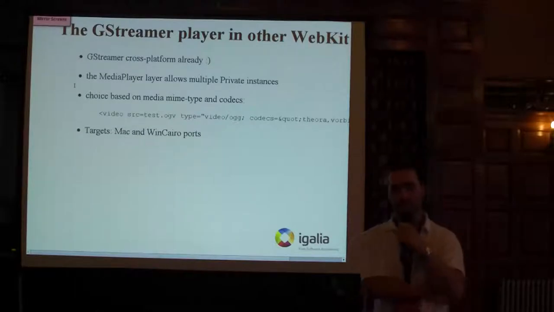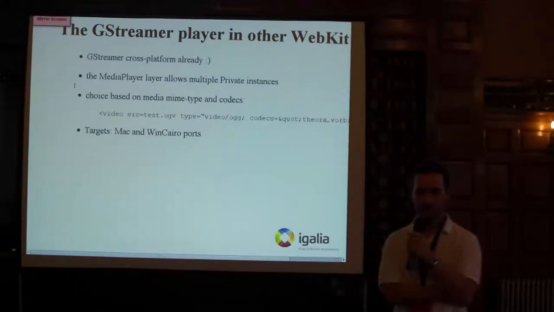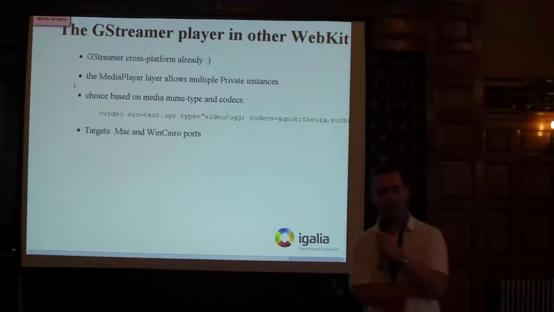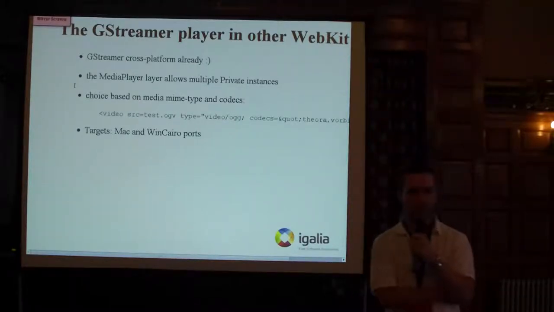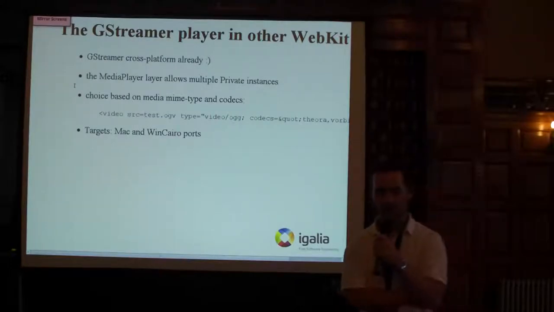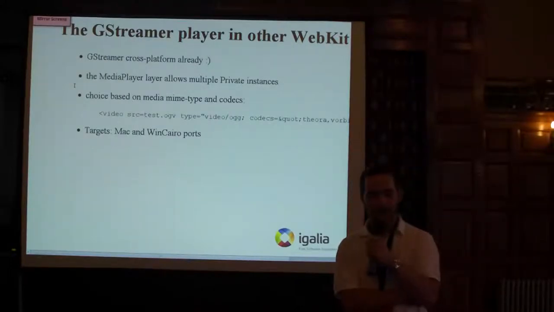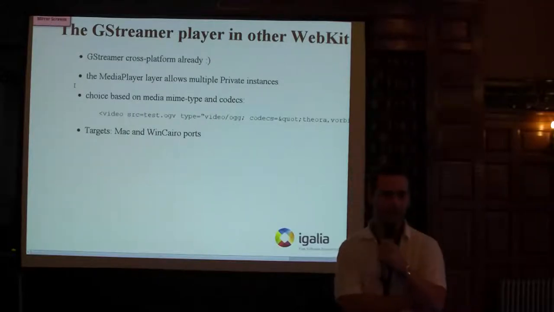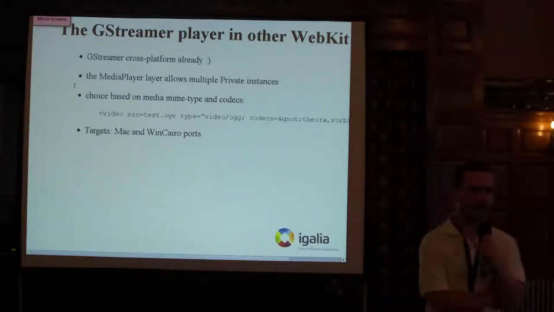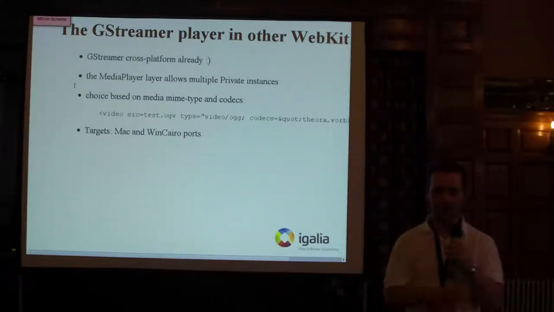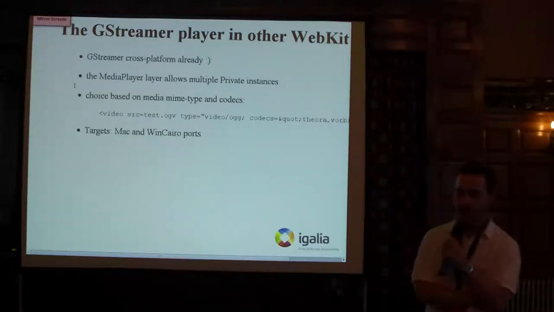We thought about using GStreamer in other ports of WebKit. Right now it's used only in the EFL port and the GTK+ port, but what about using it in the Mac port, for instance, or in the WinCairo port on Windows? It's really possible because the media player supports multiple private instances. At runtime you can have multiple private players, and the choice is made by the media player based on the MIME type of the media to play and the codecs.